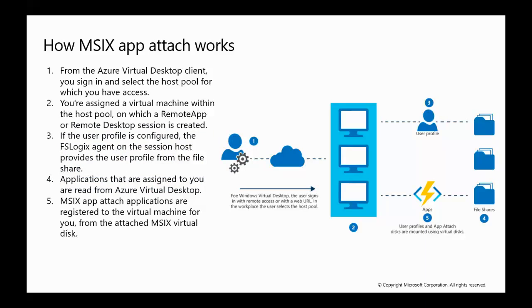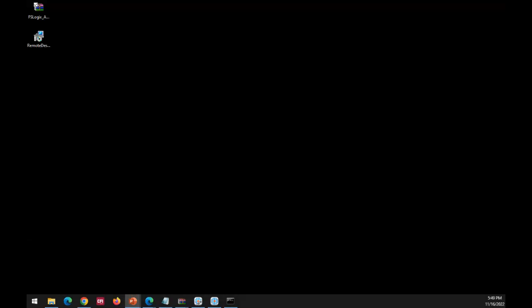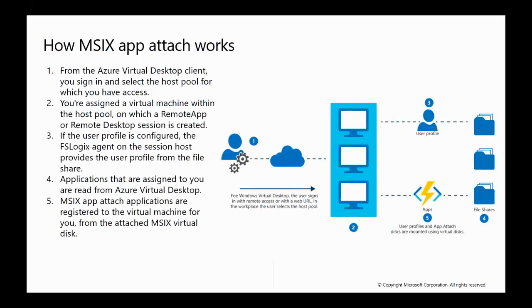This is an explanation of how the MSIX stores files or how it works. As you can see now, we have three different folders. This is what I was drawing. This is the file share. This is the user profile. And let's say this is the operating system. We have different users logging in from the Azure Portal Desktop client. You sign in to select the host pool.